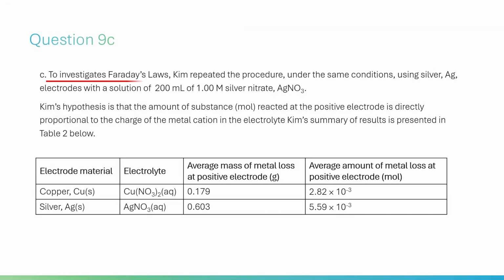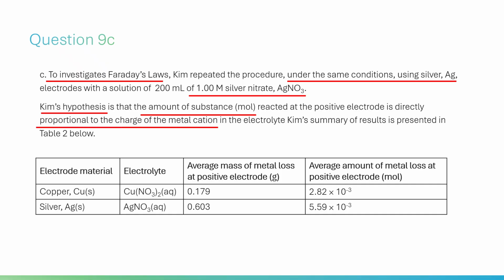To investigate Faraday's laws, Kim repeated the procedure, under the same conditions, using silver, Ag, electrodes with a solution of 200 mL of 1.00 M silver nitrate. Kim's hypothesis is that the amount of substance, in mol, reacted at the positive electrode is directly proportional to the charge of the metal cation in the electrolyte. Kim's summary of results is presented in Table 2 below.